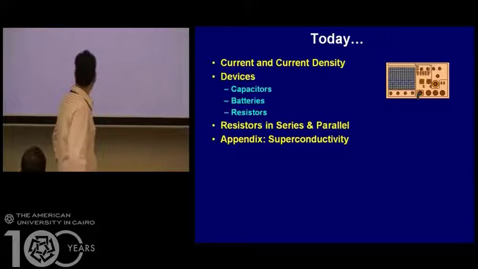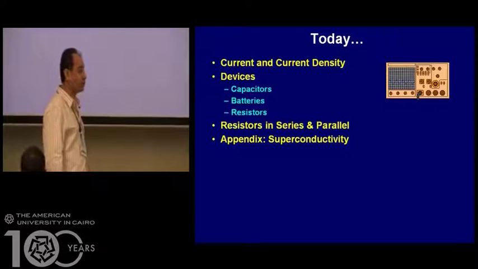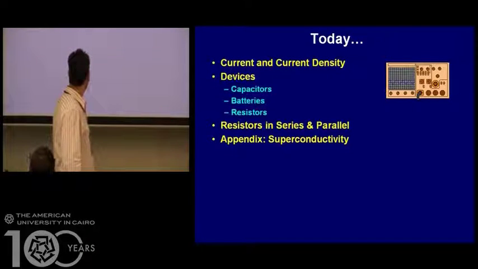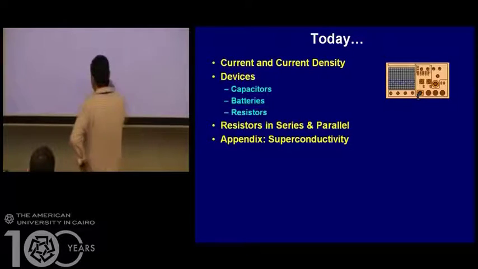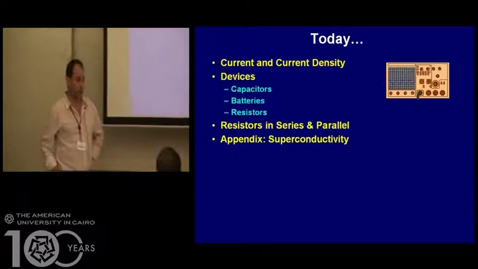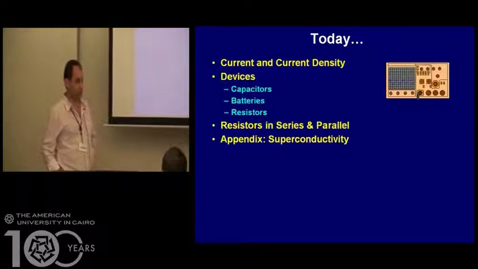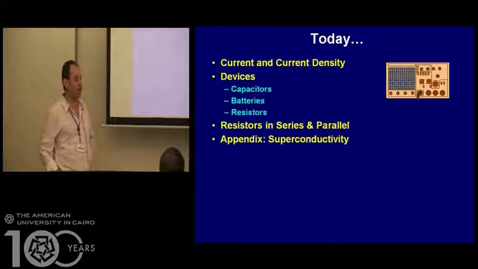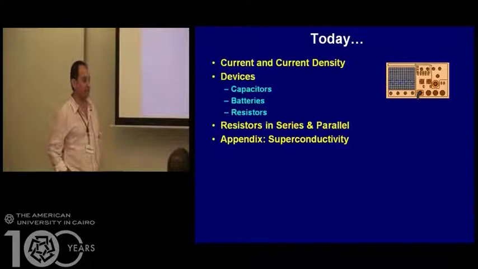We'll talk about devices. So far we have talked about capacitors. We're going to talk about batteries and resistors, and this is everything in chapter 27. Capacitors are not batteries. Batteries provide a potential, only a potential difference. But capacitors actually save electrical energy inside them.